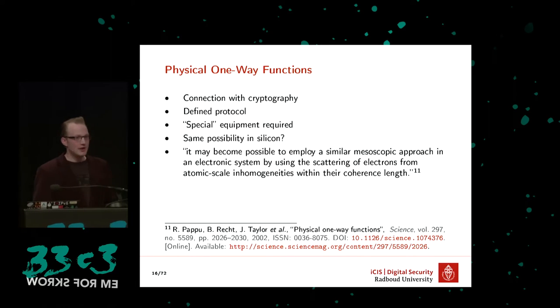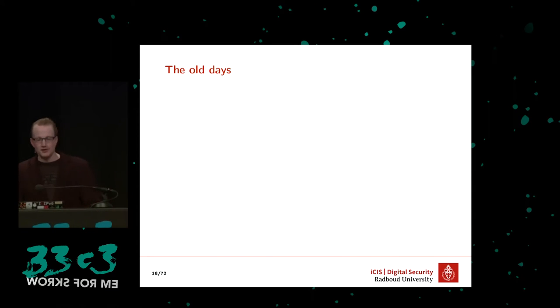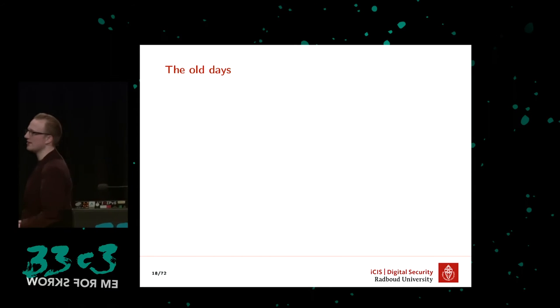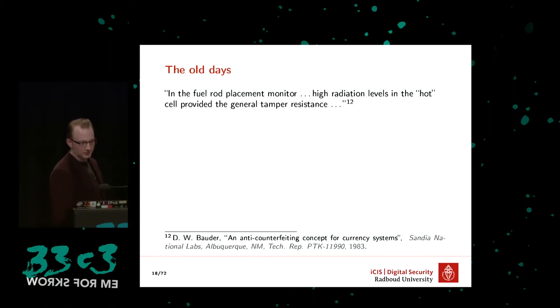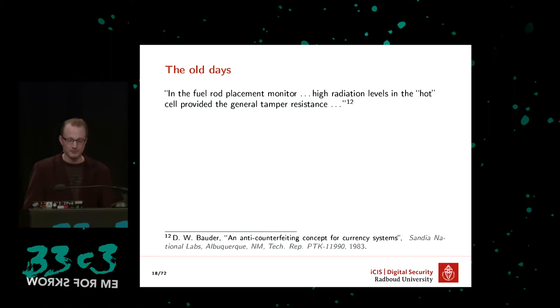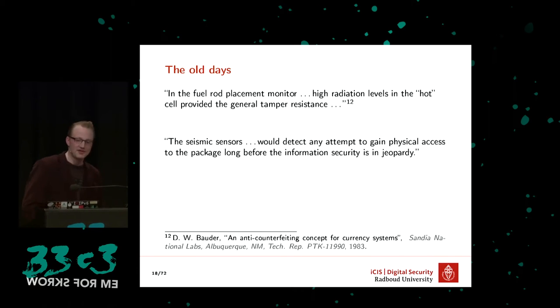So, as an aside, if you do this kind of thing, then you get to read very old papers. Wasn't it nice back when you could say this? In the fuel rod placement monitor, high radiation levels in the hot cell provided the general tamper resistance. Or the seismic sensors would detect any attempt to gain physical access to the package long before the information security is in jeopardy. Now, I wouldn't actually take that one as a bet, because I know you guys, but the first one is pretty good.